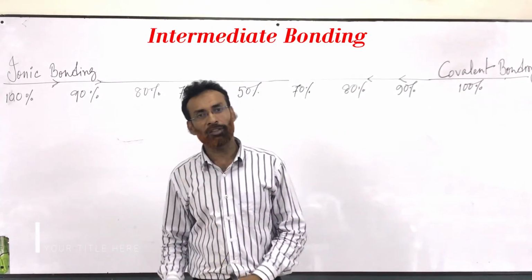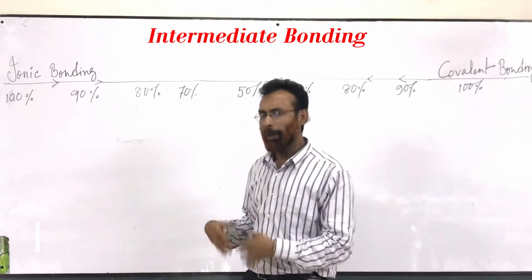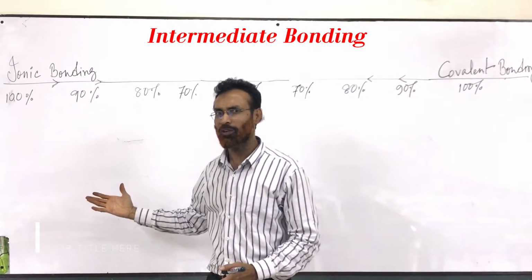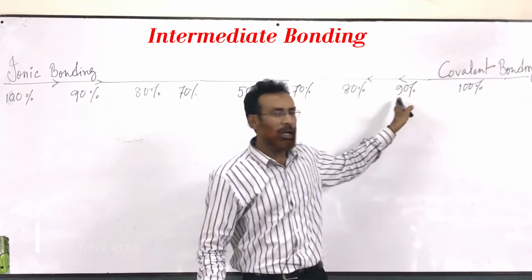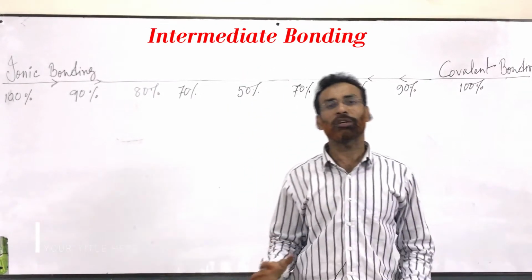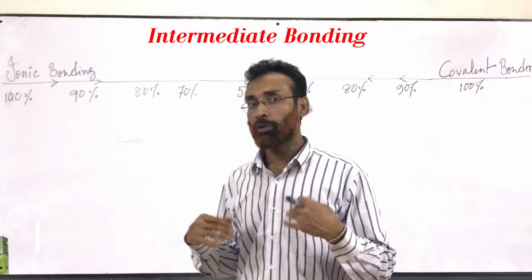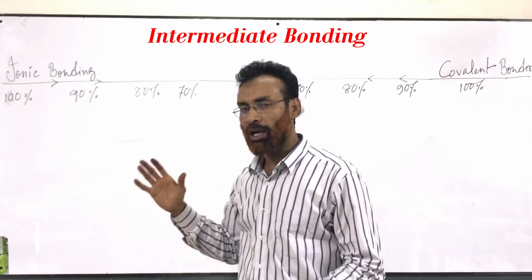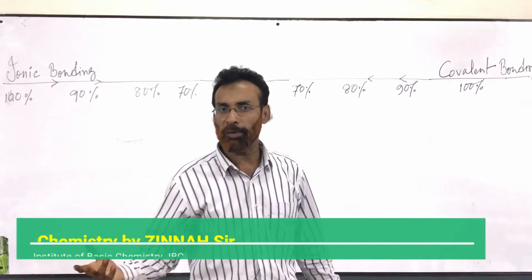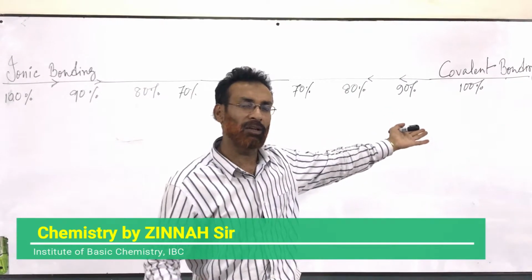I mean, it's not 100% ionic and not 100% covalent. Maybe the compound consists of 90% ionic and 10% covalency, or this can have 90% covalency with 10% ionic properties. This type of bonding we call intermediate bonding. And we're going to explain the reason for the deviation, how an ionic compound can have some covalency and how a covalent compound may have some ionic character. So let's start with first how a covalent substance has ionic properties.